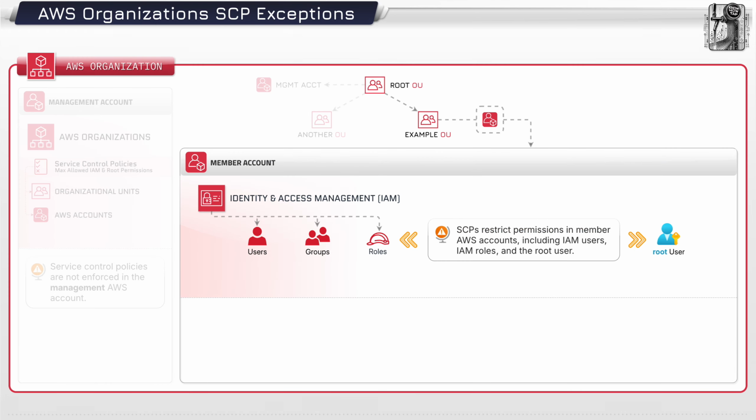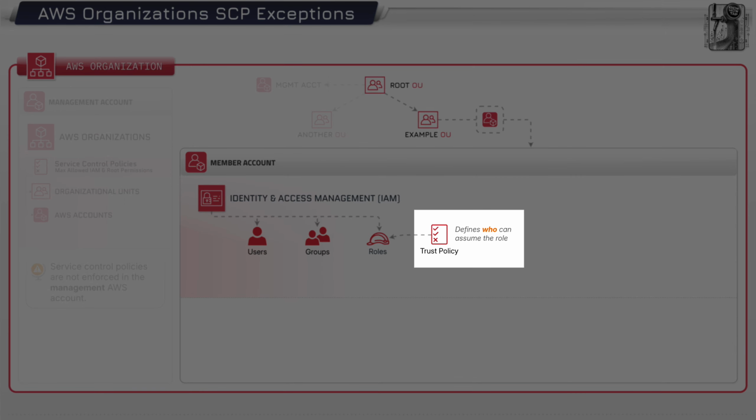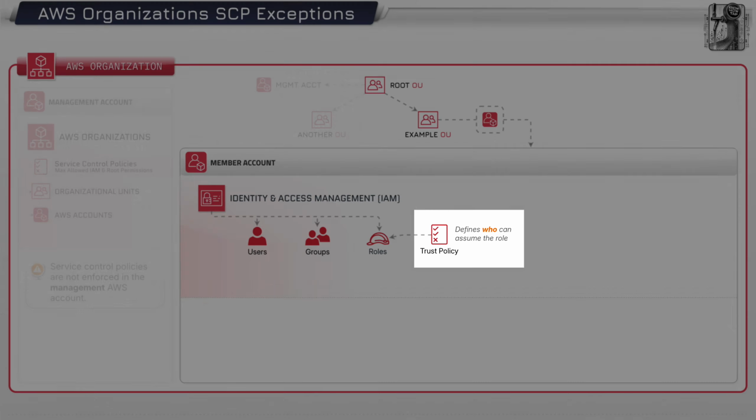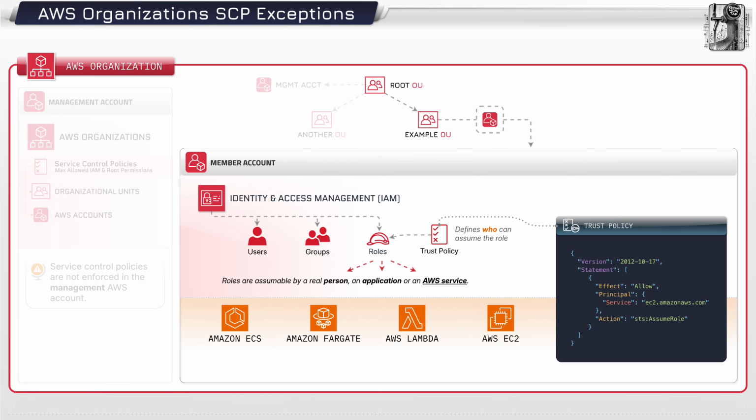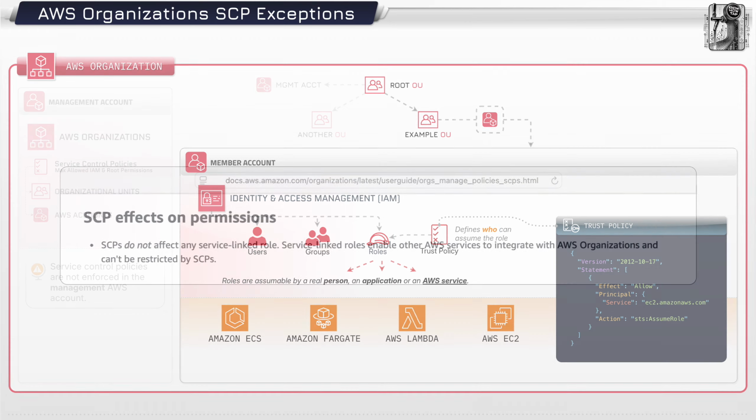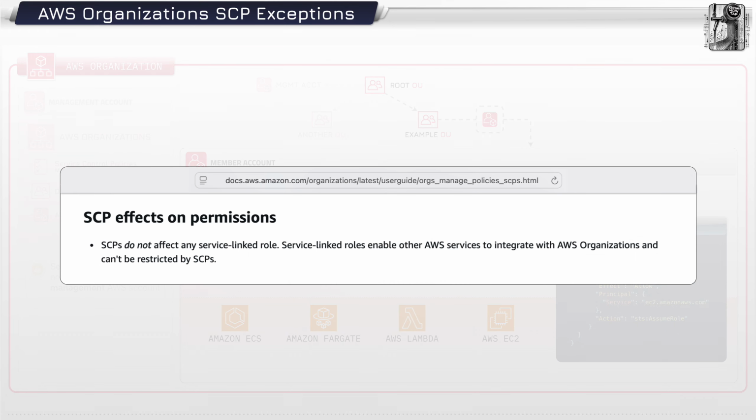When it comes to roles inside of an AWS account, each one will have a trust policy. A trust policy defines who can assume that role, and a role can be assumed by a real person, one of your applications, or by an AWS service. Examples of AWS services that assume roles include Amazon ECS, AWS Fargate, Lambda, and Amazon EC2. So this is where people can get a little bit confused. We say that service-linked roles are exempt from controls that SCPs enforce.